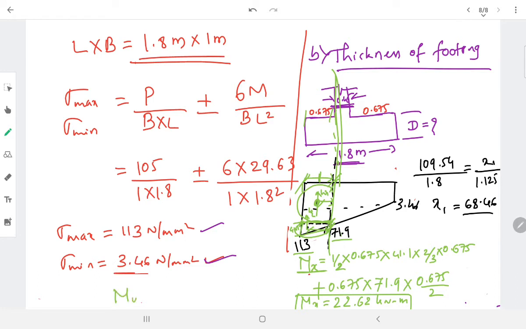So Mx is this much, Mu is equals to 22.62 into 1.5. So it is 33.93. Just calculate yourself and get these values. After this, I am interested in calculating what is the depth of the footing. So let's calculate depth of the footing.